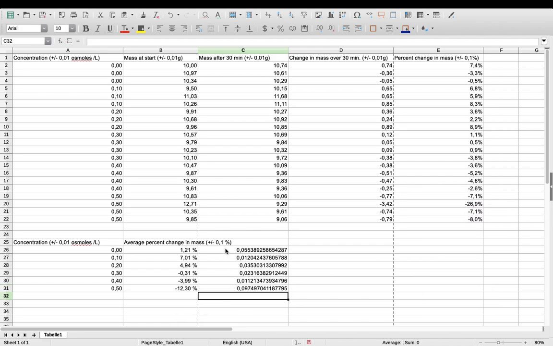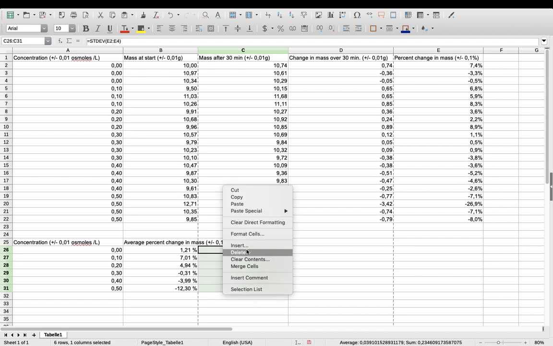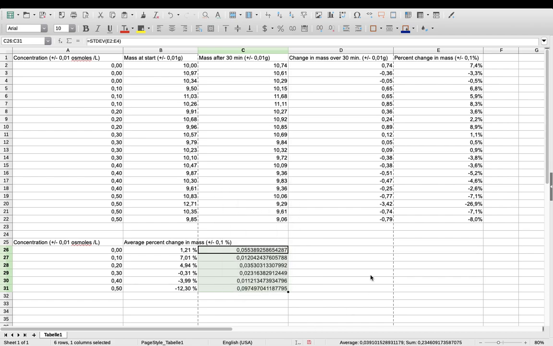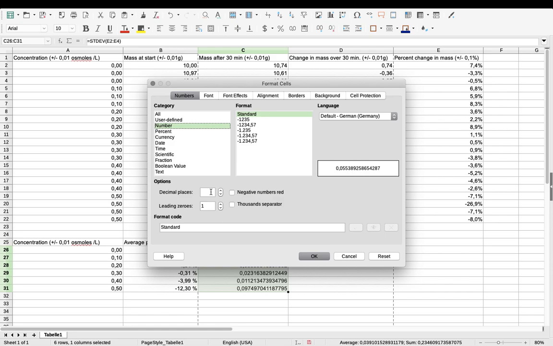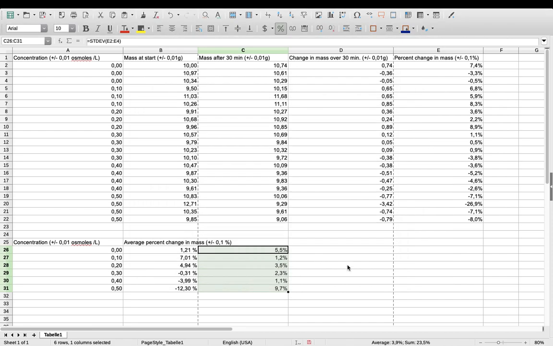Okay, I need to format these cells. They have the same units and precision as the average they're associated with. So one decimal point, percentage. And then I can go ahead and rename. I name this the standard deviation.